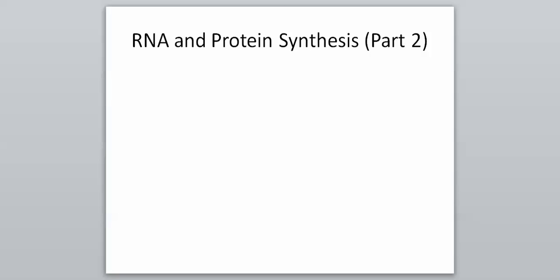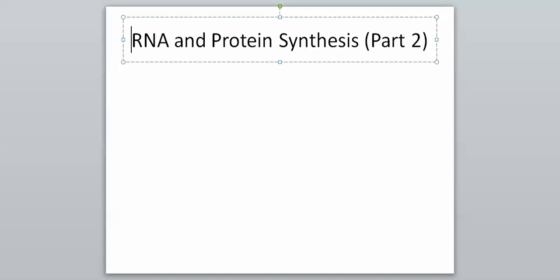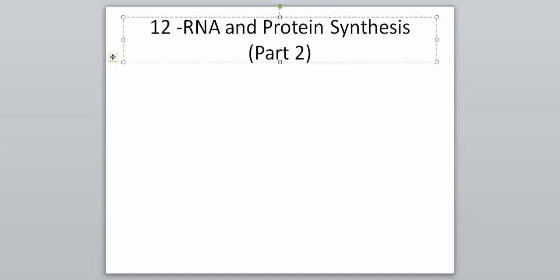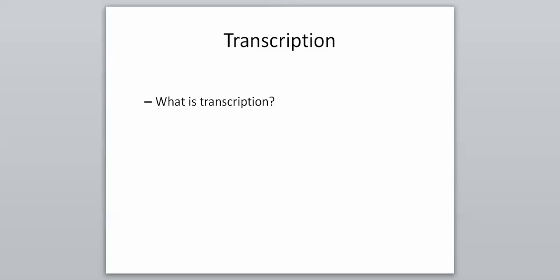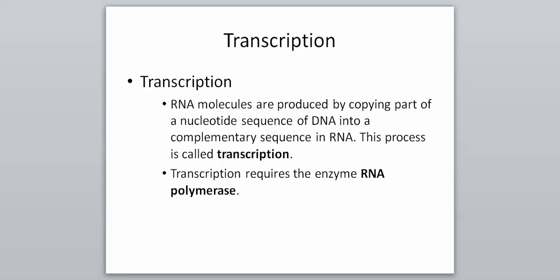We're continuing on with Chapter 12, Section 3, RNA and Protein Synthesis Part 2. Today we're going to take a look at the process known as transcription, and this is going to tell us how RNA is made using DNA. So the first step is, what is transcription? It says RNA molecules are produced by copying part of a nucleotide sequence of DNA. So that's just saying taking part of the building blocks of DNA and making it into a complementary sequence in RNA. This process is called transcription. So all that means is that it's taking a part of DNA to make RNA, is all that it does.